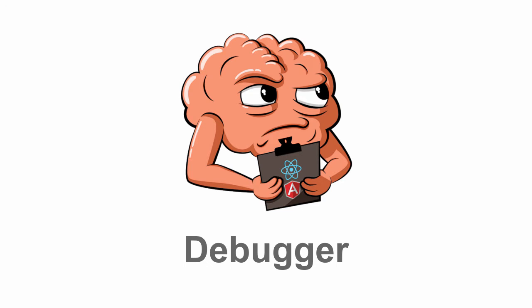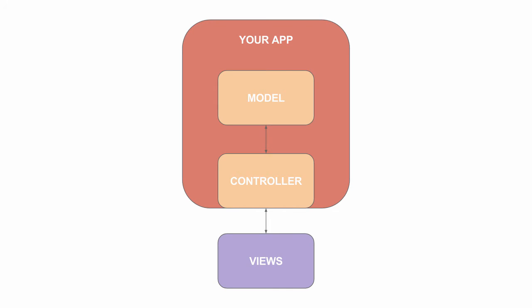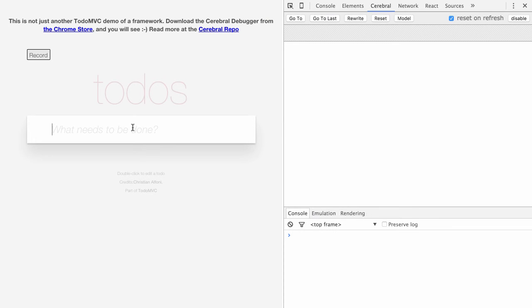Since all state changes go through the single controller of Cerebral, it knows everything that is happening in your application. This allows us to give you some powerful tools, like the Cerebral Debugger. We are looking at a traditional to-do MVC application running on Cerebral, and next to it we have the Cerebral Debugger, which is a Chrome extension.